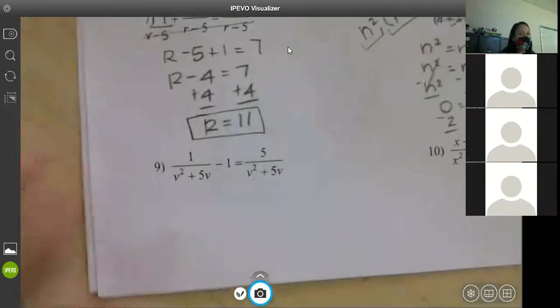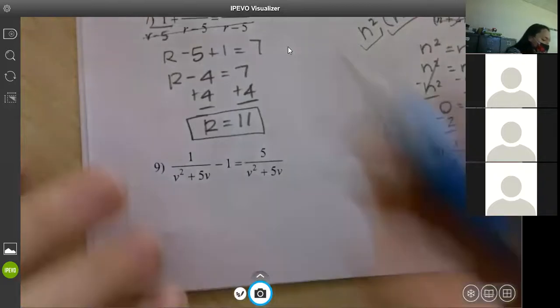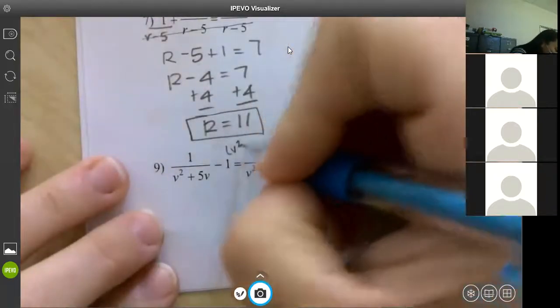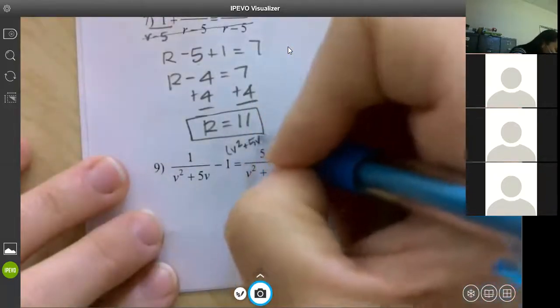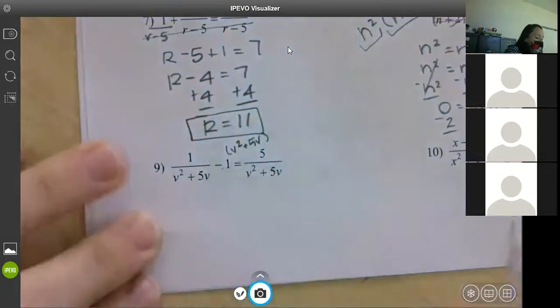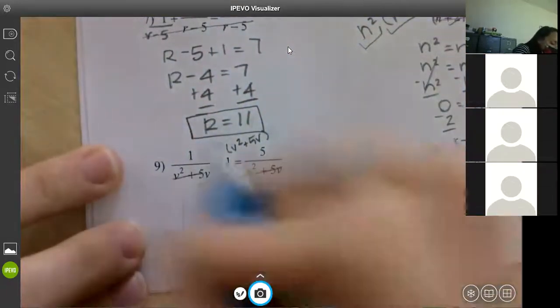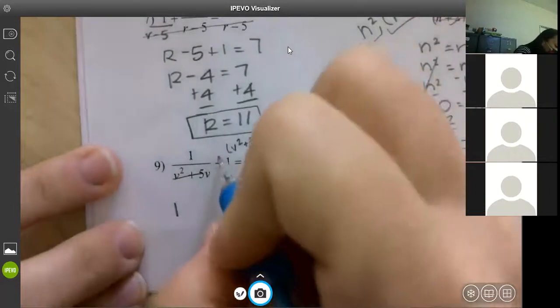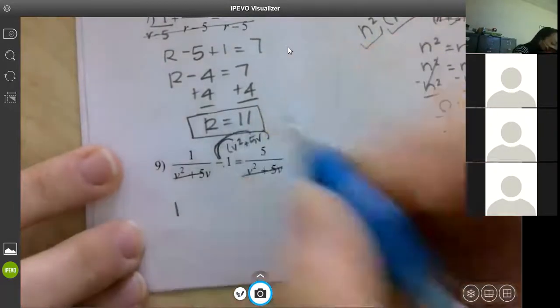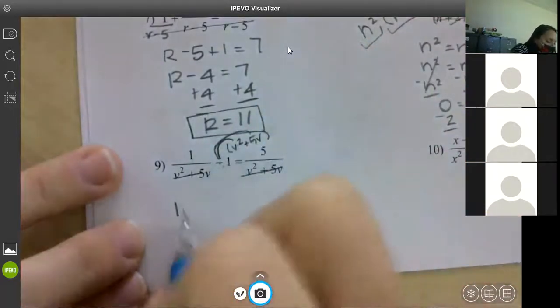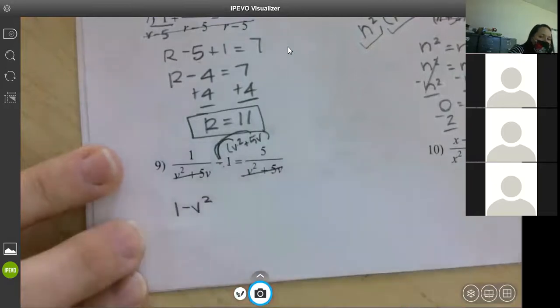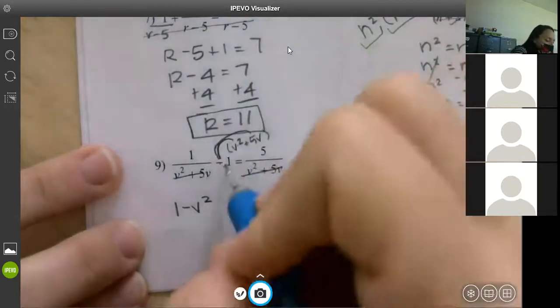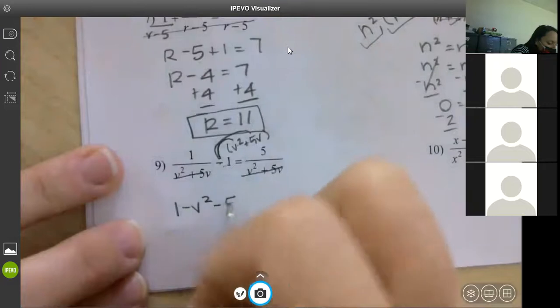What's my common denominator on this one? V squared plus 5v. Yep, the other 2 have it. This one needs it. Be careful with the -1, okay? So this is a -1. Denominators are not needed anymore. Distribute a -1. -1 times v squared is negative v squared. -1 times 5v is negative 5v.